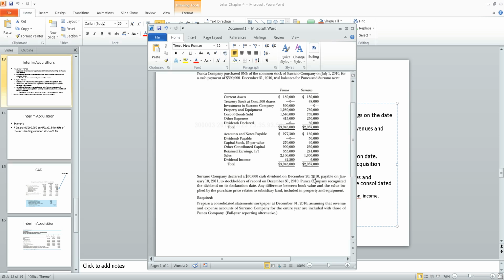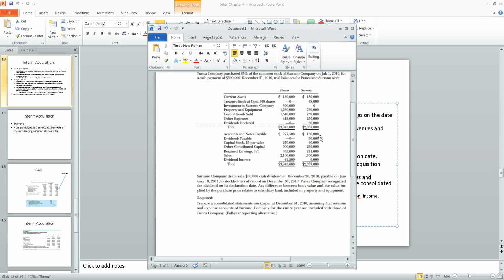There is a receivable sitting in Punka's books under current assets for the amount of dividend that is due them from Serrano Company, and there is a dividend payable account sitting on the liability side of Serrano Company for the dividends that they have declared but have not yet paid. This receivable in the parent company's books and the payable in the sub's books represent intercompany accounts that we're going to have to eliminate as part of the consolidation worksheet entries.